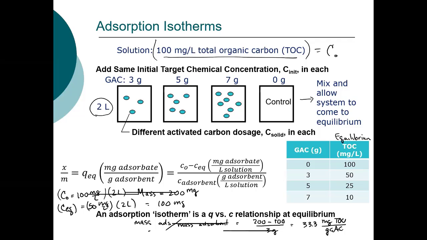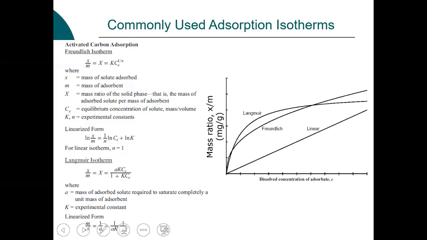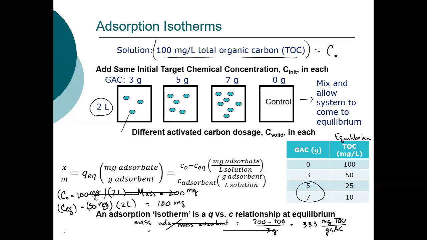So that gives us the mass adsorbed. And we could do the same sets of calculations for both the 5 and the 7 gram solutions. And what we would end up with is a graph that would look something like this if we plot what is referred to as X over M, the mass of sorbate divided by the grams of sorbent, versus the equilibrium concentration. If we plot this data, we would end up with a graph like that.